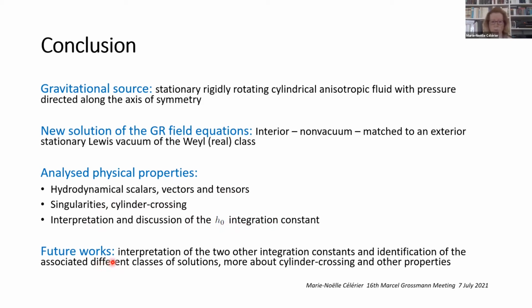And for future works, there are many. I will begin with the interpretation of the two other integration constants and the identification of the associated different classes of solutions. And also, I would like to learn more about cylinder crossing and all the other properties.